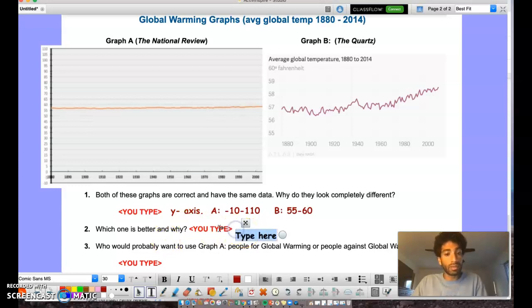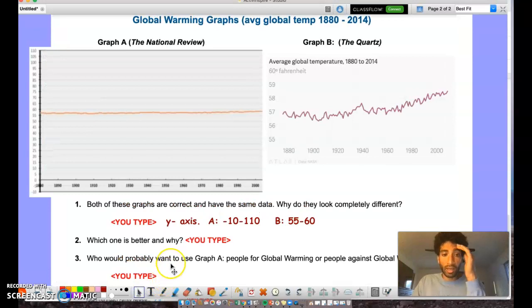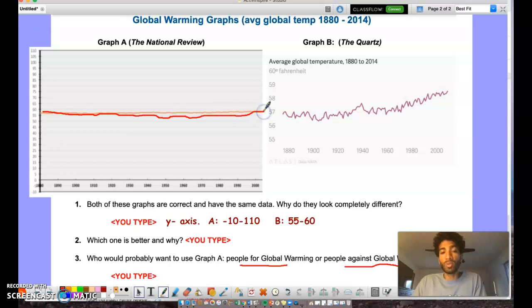Now, number 3, I'm not going to write that, so that's my opinion. You can say what you need to say. Who would probably want to use graph A? People for global warming or people against global warming? If you look at graph A, what's it saying? It's basically saying there has not been any global warming. So think about that. In my opinion, graph B says, look, it's kind of up and down, little spike there, but what's the trend right here? It's going up. So same data, two different messages.